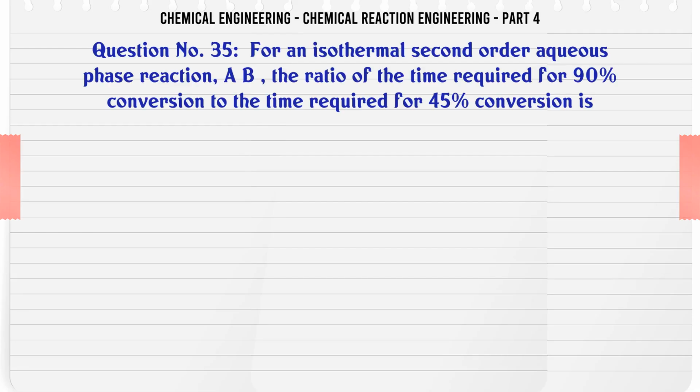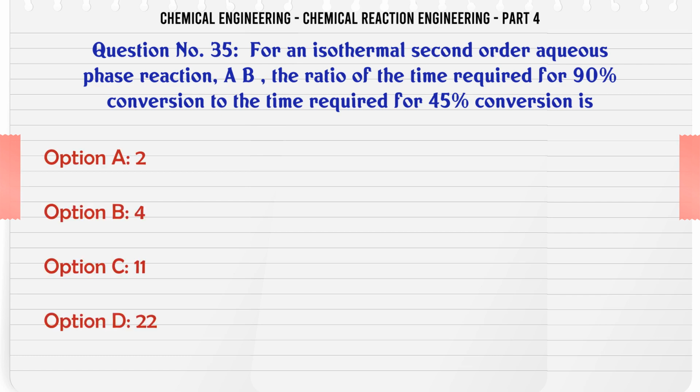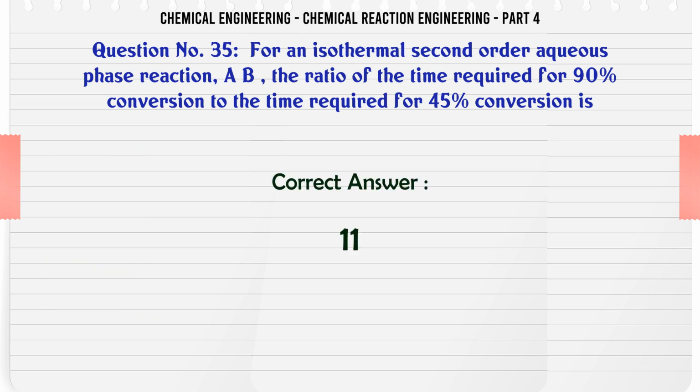For an isothermal second-order aqueous phase reaction A to B, the ratio of the time required for 90% conversion to the time required for 45% conversion is: A. 2, B. 4, C. 11, D. 22. The correct answer is 11.